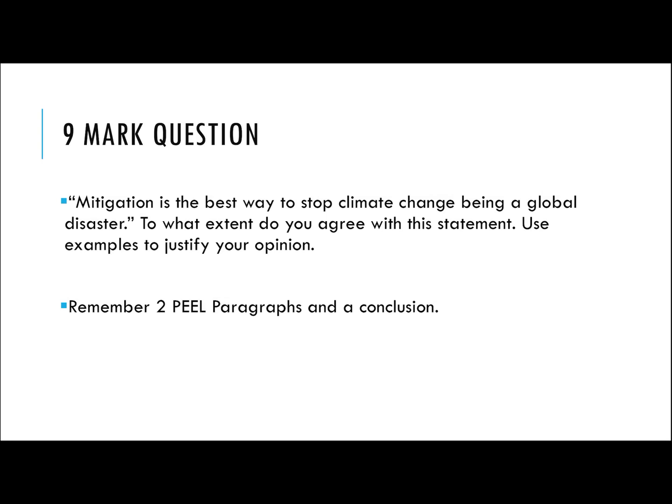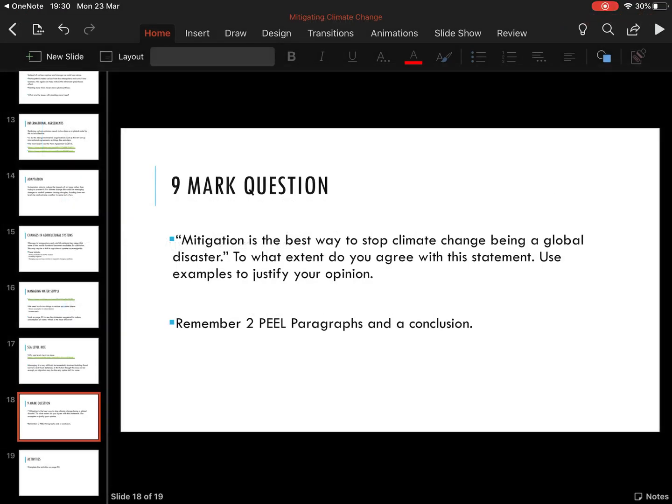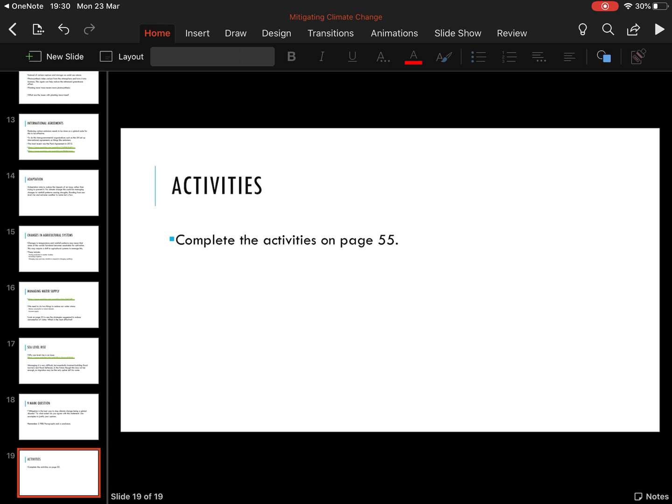So you need to make some sort of judgment in the end and assess whether you agree, whether you partially agree, whether you partially disagree, or whether you strongly disagree. Don't sit on the fence with this one. Do make a judgment in some way, shape or form. And then, the activities at the end.